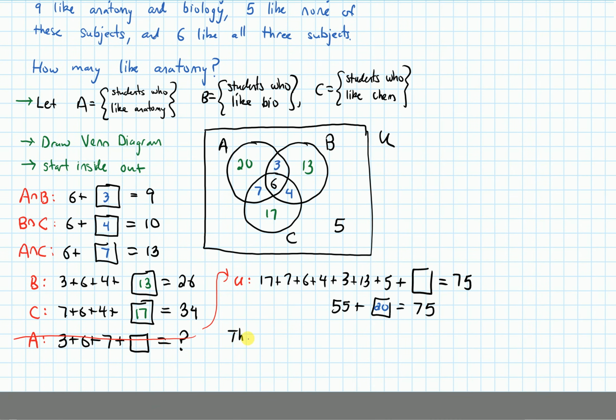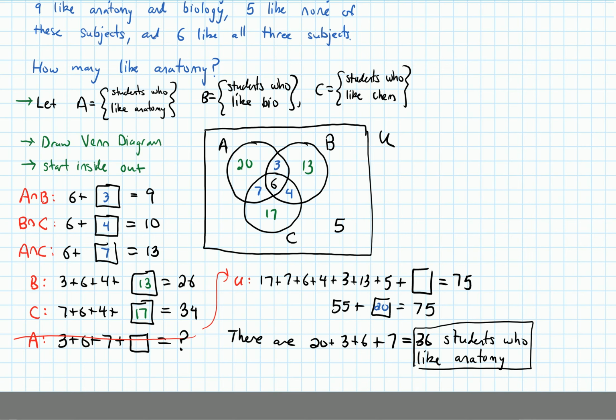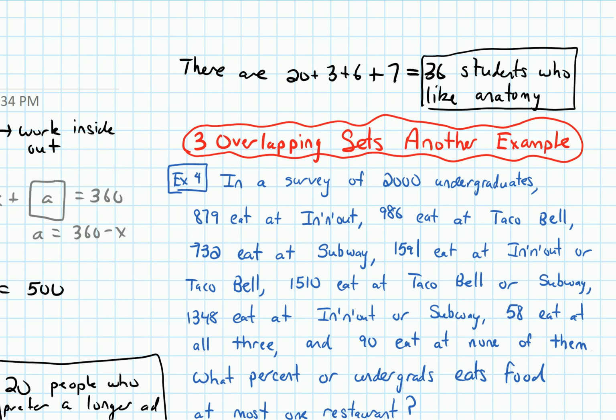So how many anatomy students are there? Well, adding the numbers in that circle, we get 20 plus 3 plus 6 plus 7, which equals 36 students. There are 36 students who like anatomy. And I'm running out of room here a little bit, so I'm going to move my answer to the top of the page. And that is our answer.